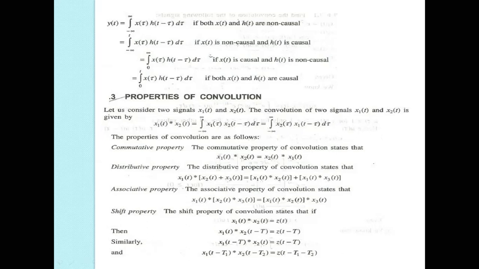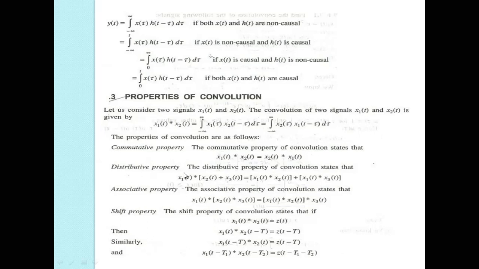In the first slide, I explained that convolution obeys the commutative property. AB is equal to BA. Interchanging x1 and x2 here, x2 of tau, x1 of t minus tau, both resultant values are the same. Even if you interchange x1 and x2, the resultant value is the same only. The first property, the commutative property of convolution, states that x1 of t convolution x2 of t is equal to x2 of t convolution x1 of t.